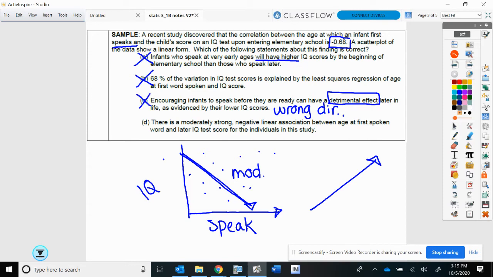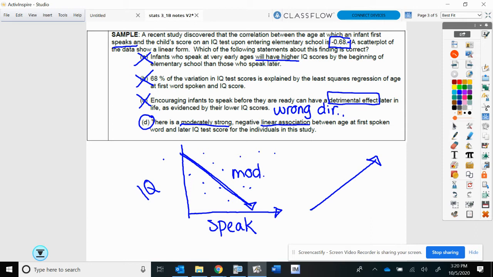So that leaves us with: there is a moderately strong negative linear association. Moderately strong means we have a higher number in the moderate range. It's negative, it's linear in nature, and our variables are just age first spoken and IQ scores later in life. So this is probably the best interpretation, not talking about cause and effect, just talking about that relationship there.